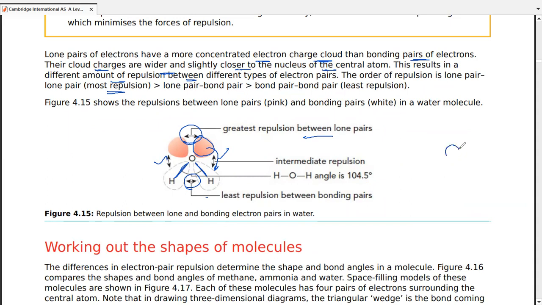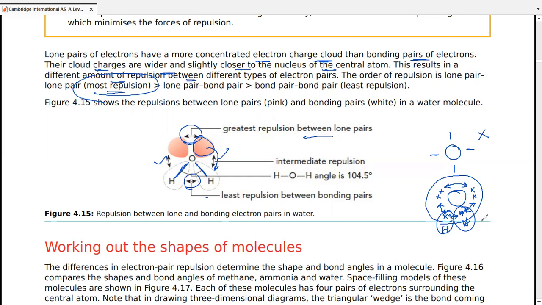Which means if I have to draw the structure, instead of drawing them at all four corners, which would be a wrong idea, I must draw it like this. Lone pairs as far from one another as they can be, because they have the most repulsion, and then somewhat closer, I'd like to show the lone pair and bond pair, and I'd like to show least repulsion between the two bond pairs. So these are lone pairs, and these are bond pairs of this entire system.